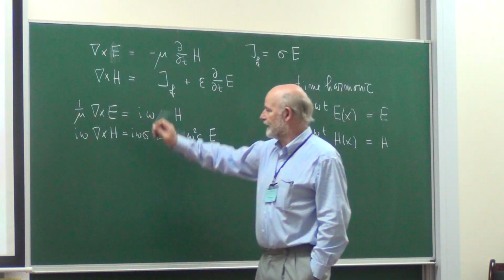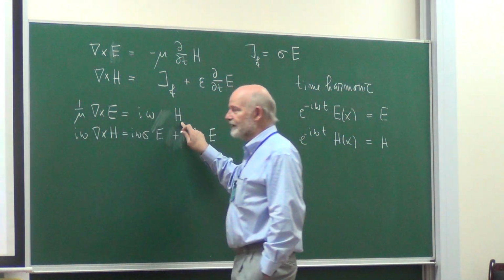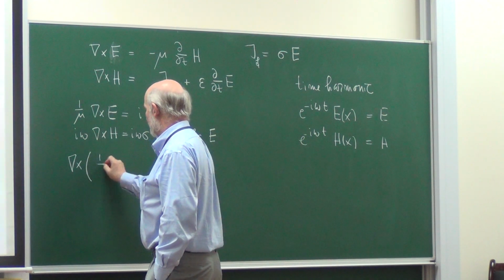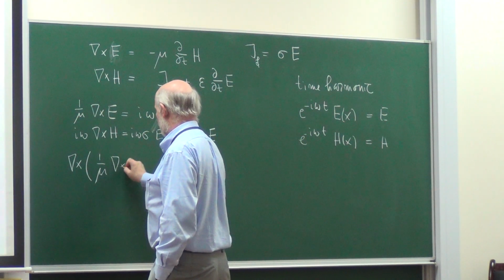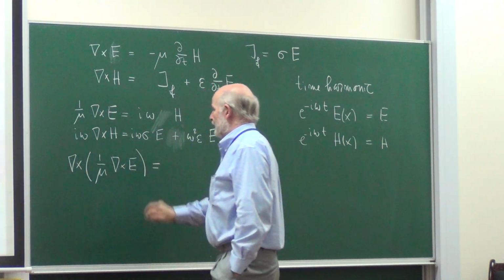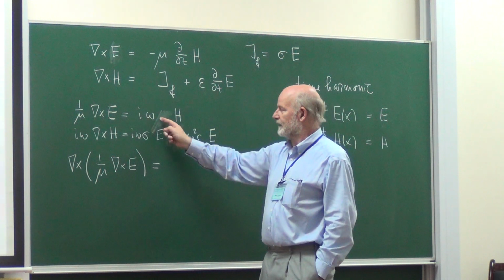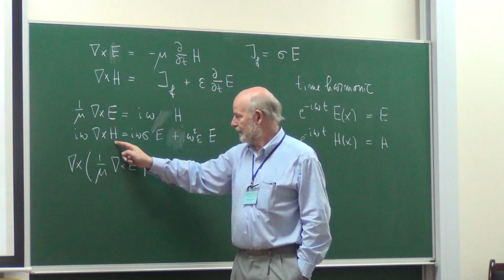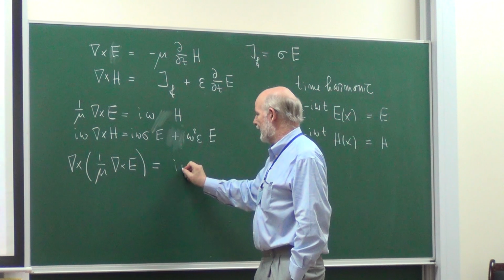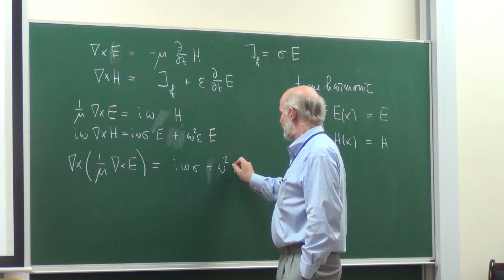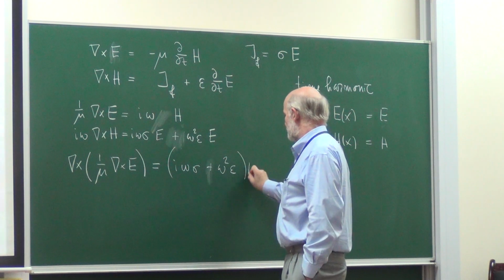Now what I do is I take the curl of this equation. So if I take the curl of this equation, I get curl of 1 over μ curl E. And then I have the curl of this field. These are not dependent on x, so I get this thing here, and this is equal to (iωσ plus ω squared ε) times E.